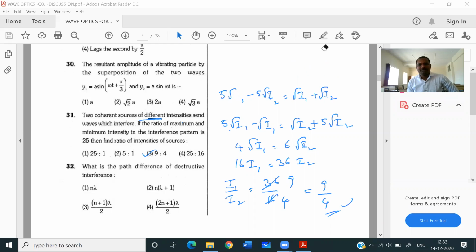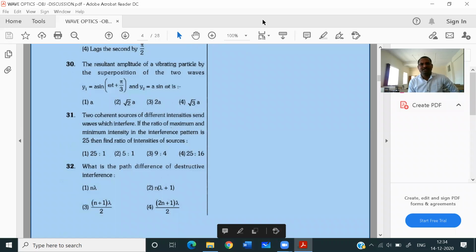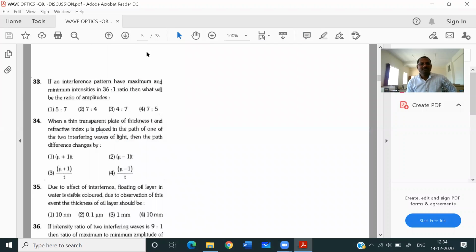Question number 32. What is the path difference for destructive interference? It is a direct question. It is (2n plus 1) into lambda by 2. Next, 33.